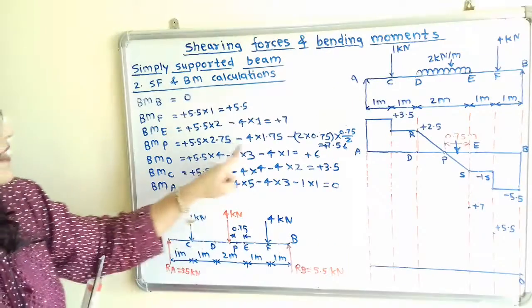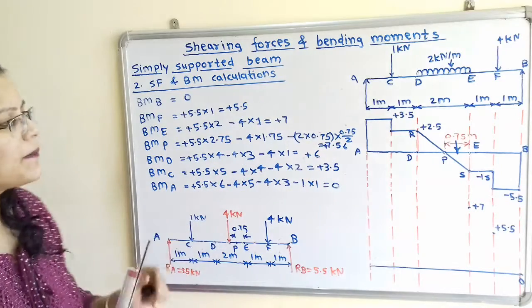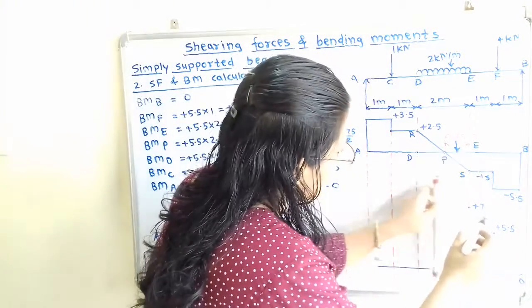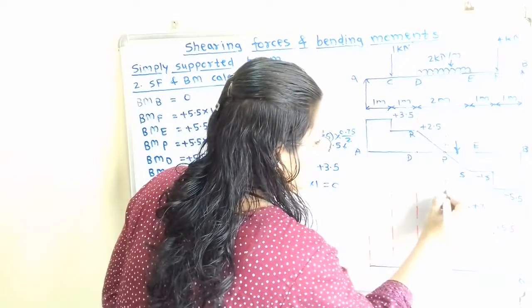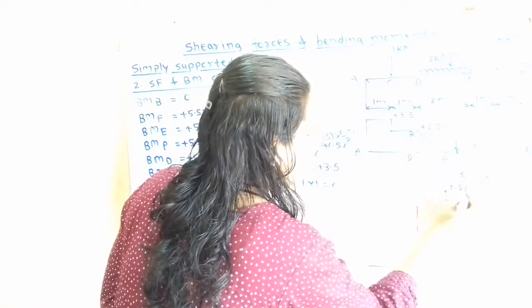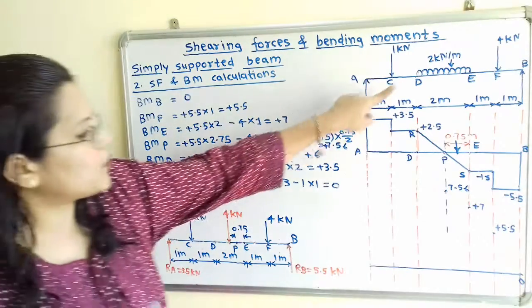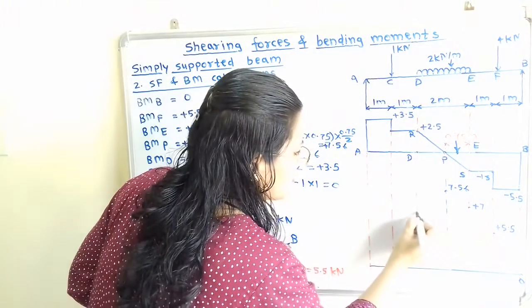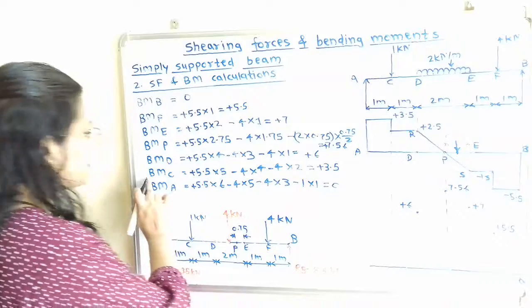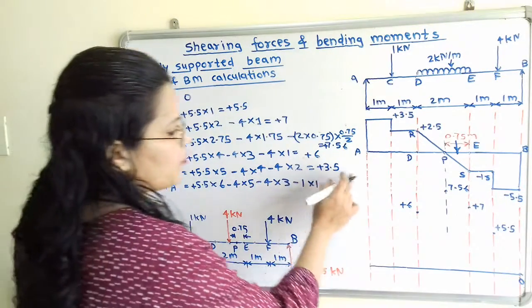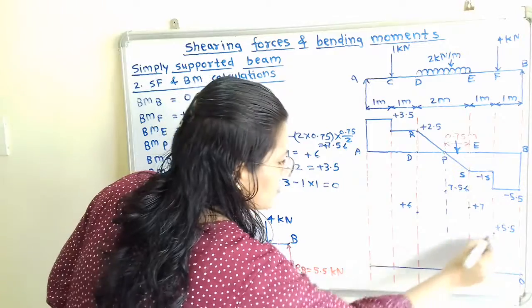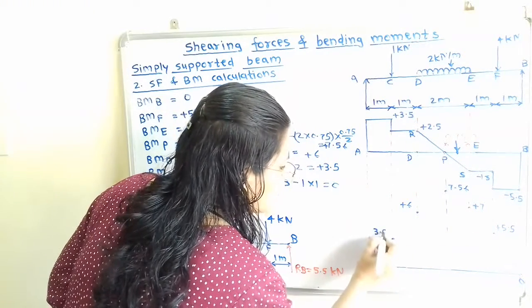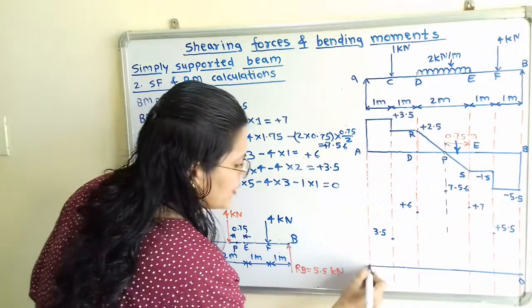Then the bending moment at point P. This is the maximum bending moment, so I will extend this point P, and we will show the value plus 7.56. Then the bending moment at point D is equal to plus 6. So we have to show this below 7. So here is plus 6. Then the bending moment at point C is plus 3.5. So this is the point C, and we have to show plus 3.5. And then next, the bending moment at point A is 0.